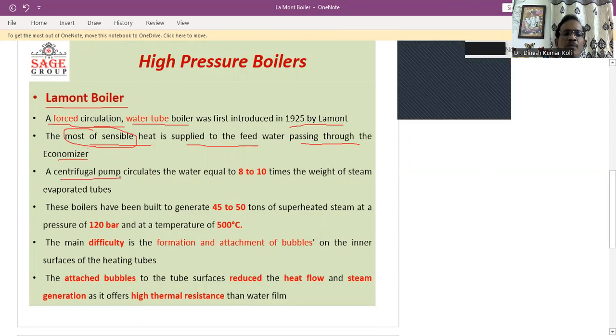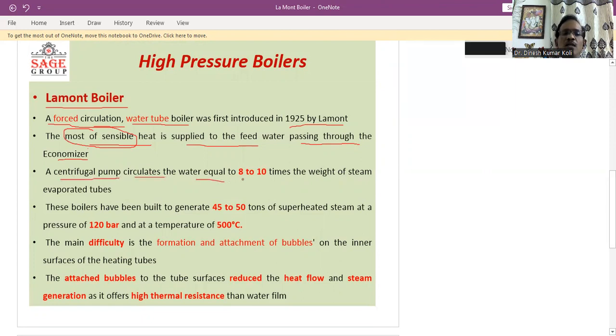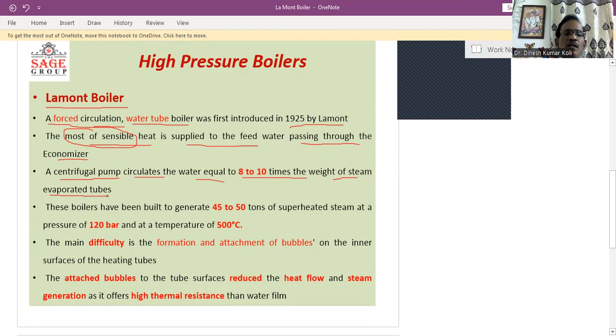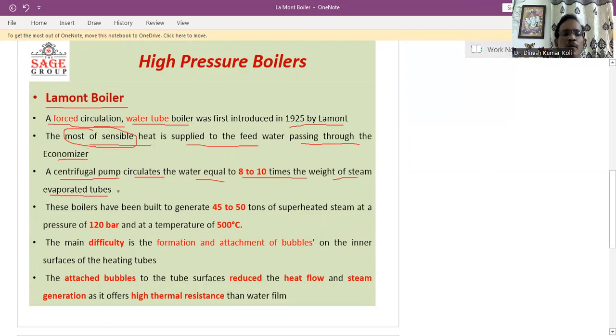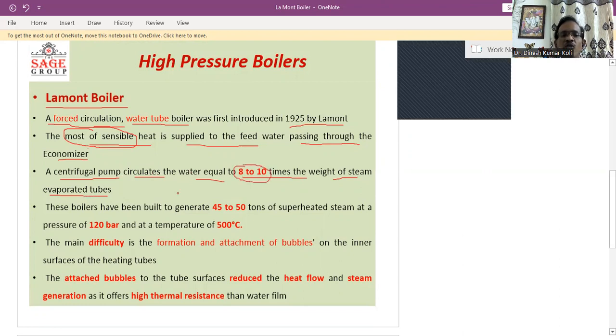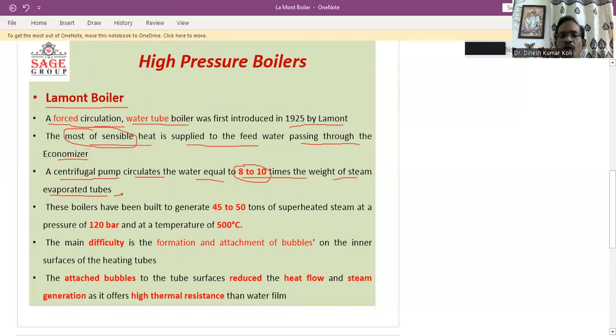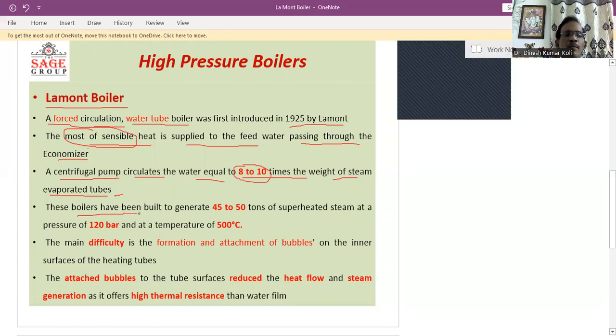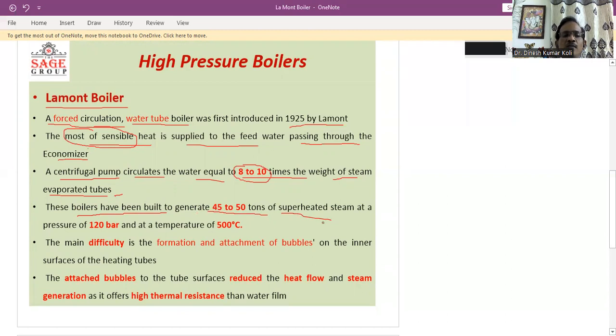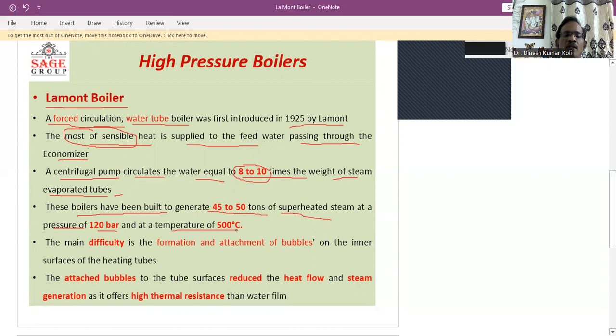A centrifugal pump circulates water equal to 8 to 10 times the weight of steam evaporated in the tubes. It means the centrifugal pump is utilized there, and it circulates 8 to 10 times the weight of the steam. Whatever the amount of steam evaporated, 8 to 10 times that water is circulated with the help of the centrifugal pump. These boilers have been built to generate 45 to 50 tons of superheated steam at a pressure of 120 bar and a temperature of 500 degrees centigrade.